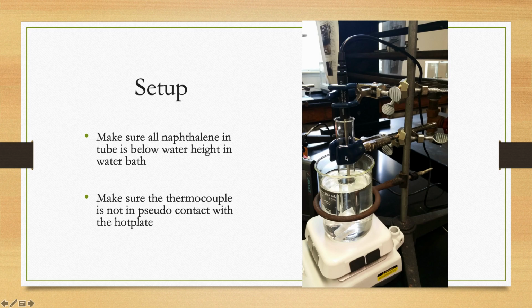So just make sure you've got a clamp holding the test tube up a little bit from the bottom. Make sure all the naphthalene is submerged below the water bath height, and then you can get a secondary clamp for your thermocouple if you want one. It's probably not needed as long as your test tube's not, like I said, touching the bottom of the beaker for your water bath. Should be okay.